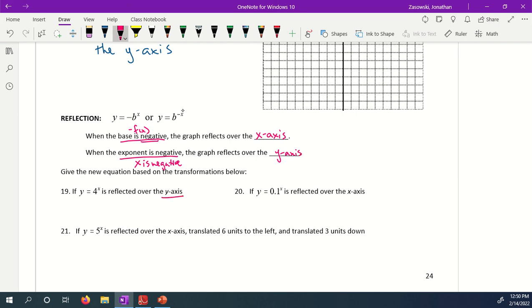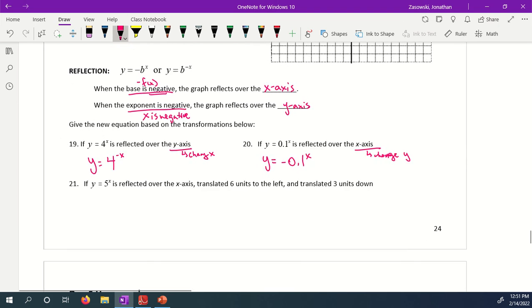So we want to reflect over the y-axis, we make the whole thing negative. So y equals -4 to the x. All right, if we want to reflect over the, oh, sorry, that was backwards. Time out. If we want to make the y reflect over the y-axis, right, remember that we need to change the x. All right, so it should be +4 to the -x. Let's fix that. This should be +4 to the -x. Reflect over the x-axis, right? Remember, we're going to change the y. So this is going to be y equals -0.1 to the x.